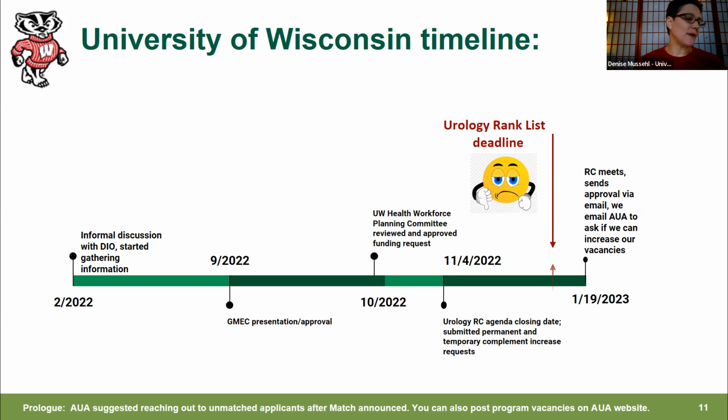And then on January 19th, we received an email from the RC that our permanent complement increase was approved. And both the RC and the AUA confirmed via email to us that we could offer the position to an unmatched applicant on match day, which we did, and filled our 4th position about 15 to 20 minutes after we received our match results.